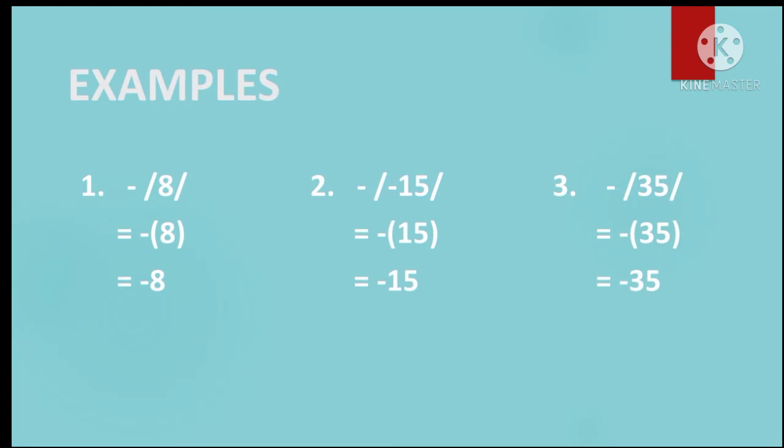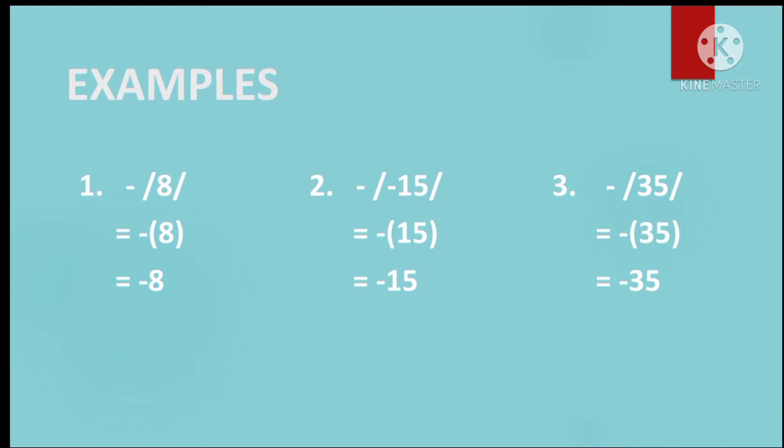Examples: Number 1, negative absolute value of 8. The absolute value of 8 is 8, then multiply by the negative outside the absolute value symbol, which is equal to negative 8. Number 2, negative absolute value of negative 15. The absolute value of negative 15 is 15, then multiply by the negative sign, and that would be equal to negative 15.